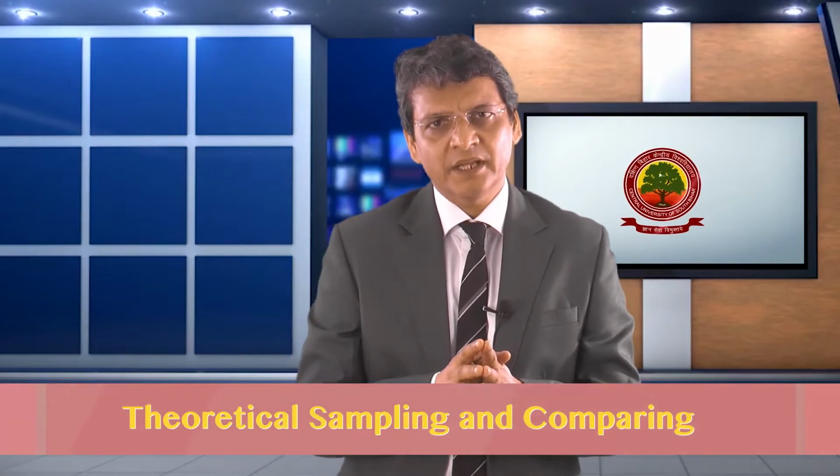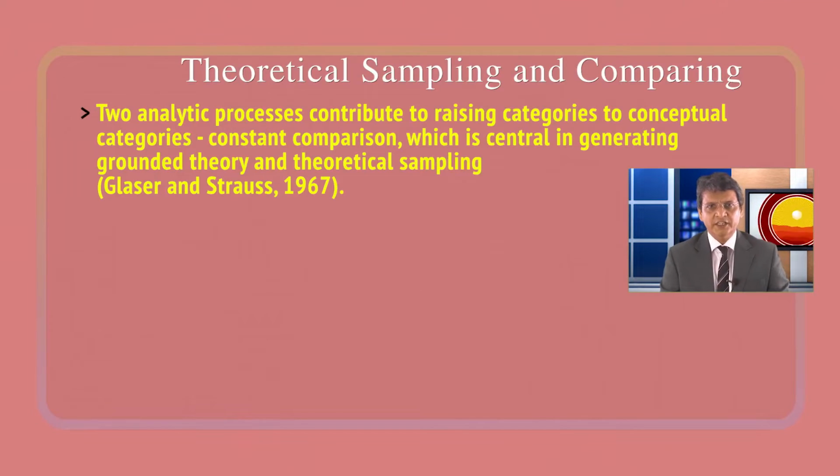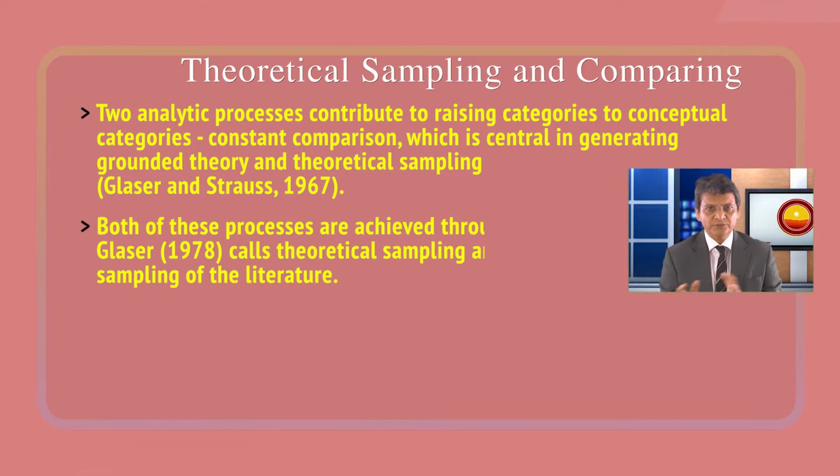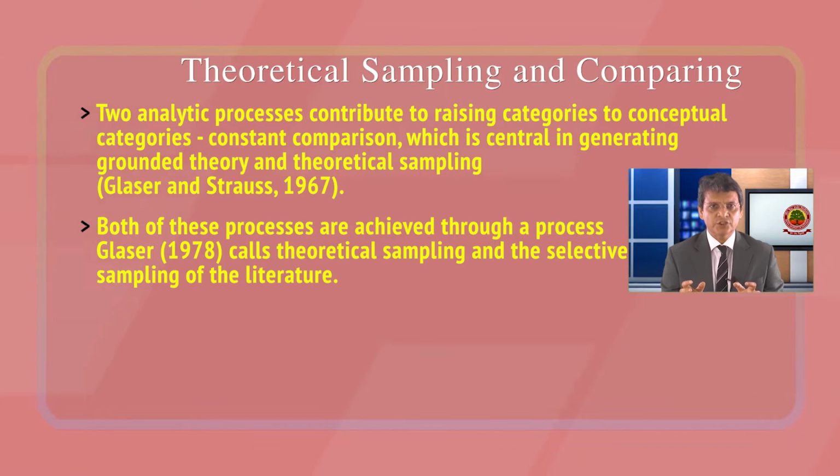Friends, now I'll be talking about theoretical sampling and comparing. Two analytical processes contribute to raising categories to conceptual categories: constant comparison, which is central in generating grounded theory, and theoretical sampling. Both of these processes are achieved through a process Glaser calls theoretical sampling and the selective sampling of the literature.